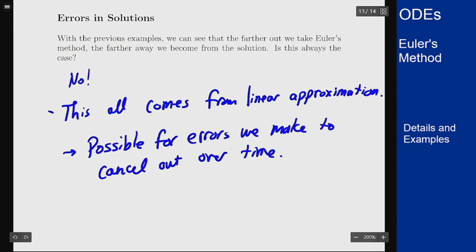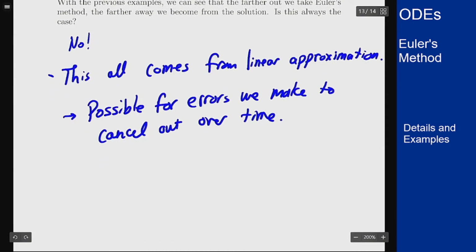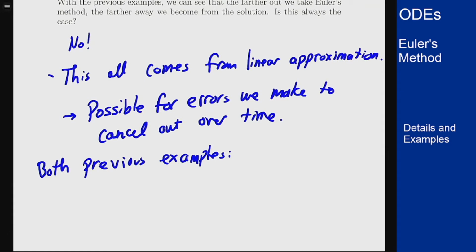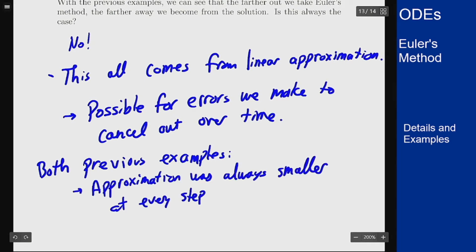For the last two examples, this did not happen. The issue was basically that at every step, we always made an error in the same direction. So in both cases previously, our approximation was always smaller than the solution at every step. And by smaller, I mean smaller than the actual solution. There's arguments to be made there about concavity of this function. But the point here is, with our approximation smaller at every step, we continuously got further and further away from the actual solution because we were off by a little bit, and then from that we're off by a little bit more, and it built up over time.